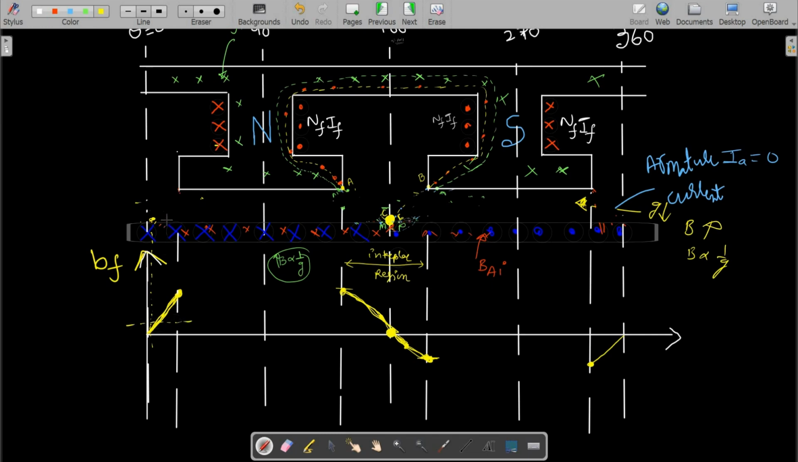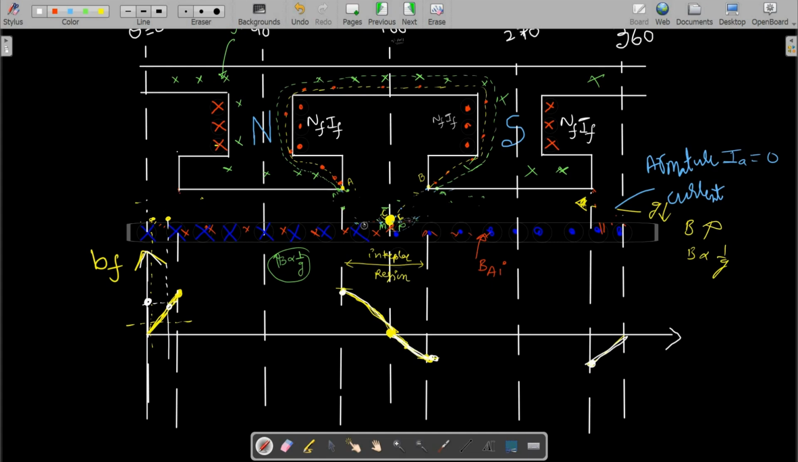And similarly here, if I want that BF value, I will draw a line here like this, and this will intersect this value here. If I project this one here, this is that BF value. Like this, everywhere in this interpolar region, the BF is defined like this. Here it is the interpolar region, and here it is the interpolar region. That is nothing but simple.